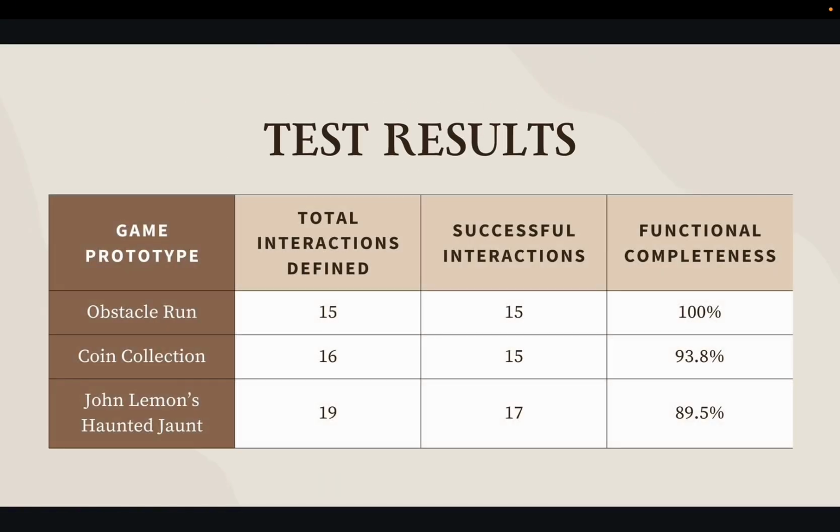For test results, we evaluated UniGen on 3 benchmark games. In Obstacle Run, all 15 defined interactions were implemented successfully. That's a perfect 100%. In Coin Collection, UniGen reached 93.8% completeness, with 15 out of 16 interactions realized. And in John Lemon's Haunted Jaunt, a more complex example, UniGen still achieved 89.5% completeness.